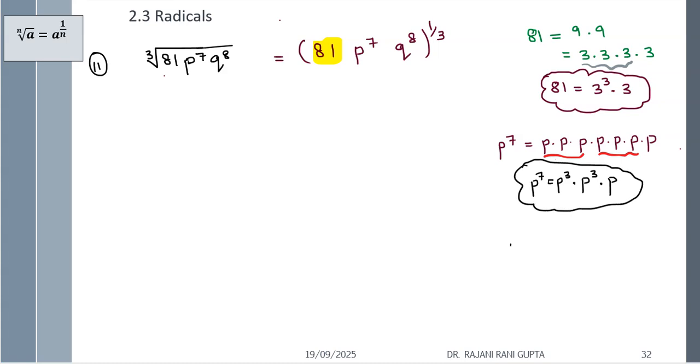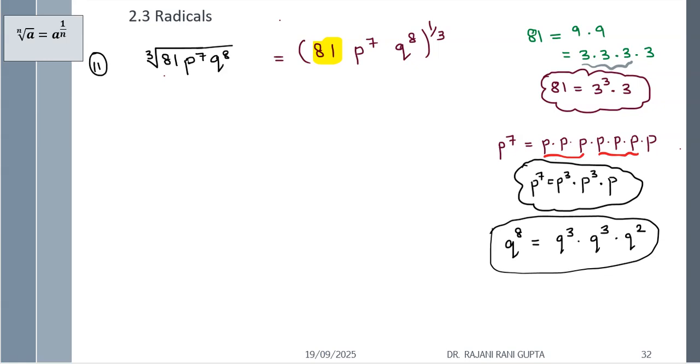Similarly, what you can write for q power 8, if you work in the same way, you can write q power 3, q power 3, 3 and 3, 6, and q power 2. Okay, now using this in your question, what will you get? In place of 81, we write 3 power 3 times 3. In place of p, we write p power 3, p power 3, and p, all in multiplication. In place of q power 8, we can write q power 3, q power 3, q power 2.